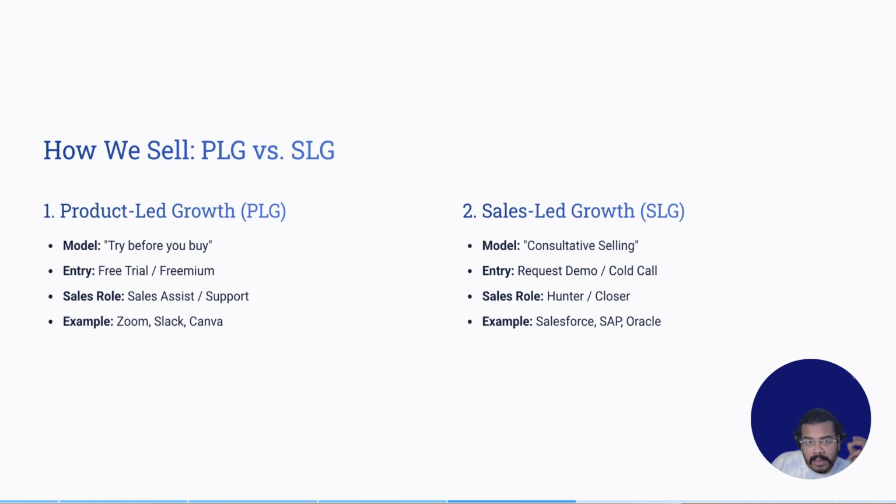So now let's talk about the two main GTM motions, right? Now this is the most critical part of the training. How do we actually sell? In SaaS, there are two main styles, or what we call GTM motions. Motion number one is PLG, that is product led growth. You can think of apps like Slack, Canva, Zoom, right? Now, do you talk to a sales guy to use Canva?